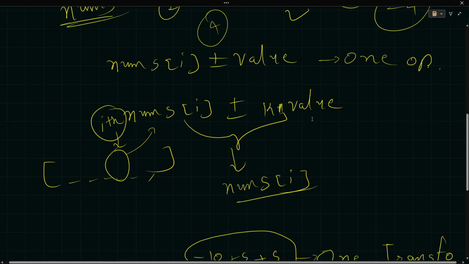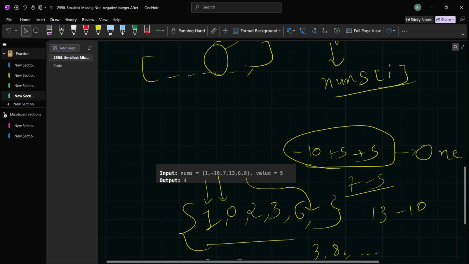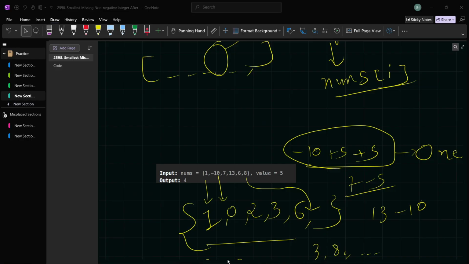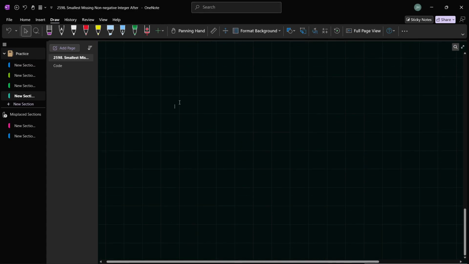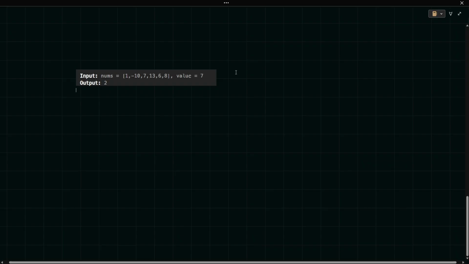So let's take another test case. See, this array is given here, and the value is given as 7. Okay, so 1 is there.